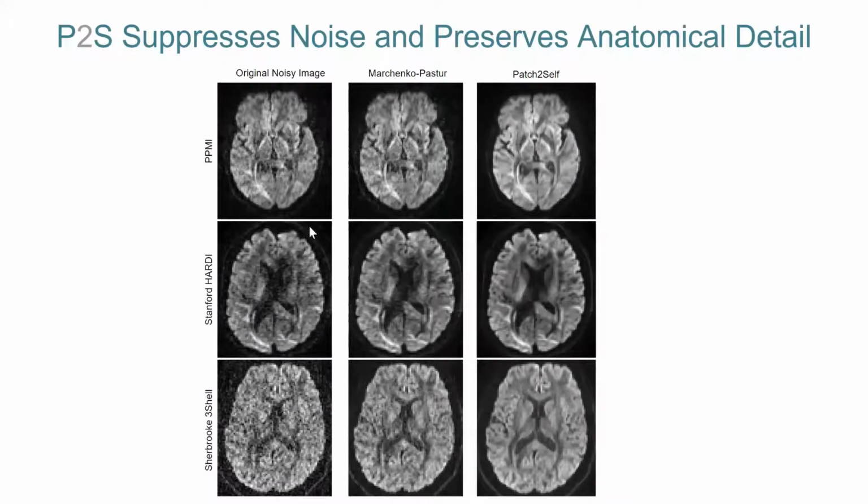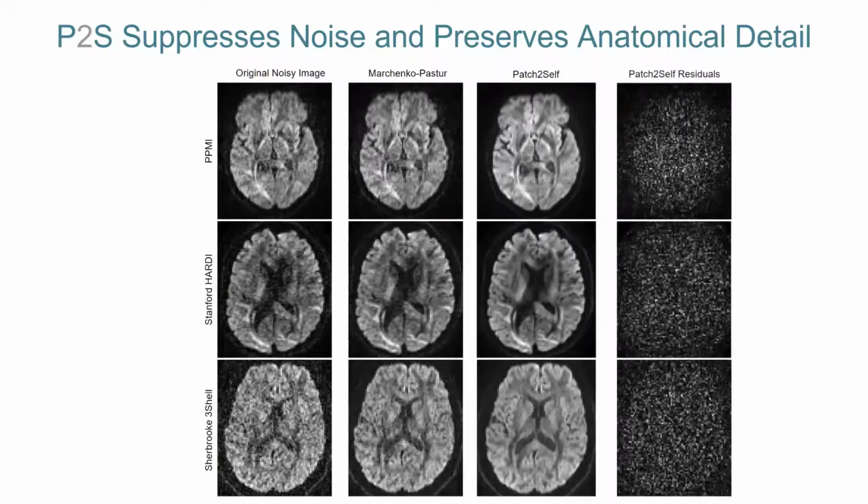And I've also compared it against Marchenko-Pastur PCA. As you can see, we preserve anatomical detail. We do not remove any signal structure, but rather only suppress strictly noise components. And I think it's straightforward from the math of how J-invariance works. Just for a sanity check, I'm showing the residuals, and the residuals do not show any anatomical structure, showing that we strictly remove only noise.